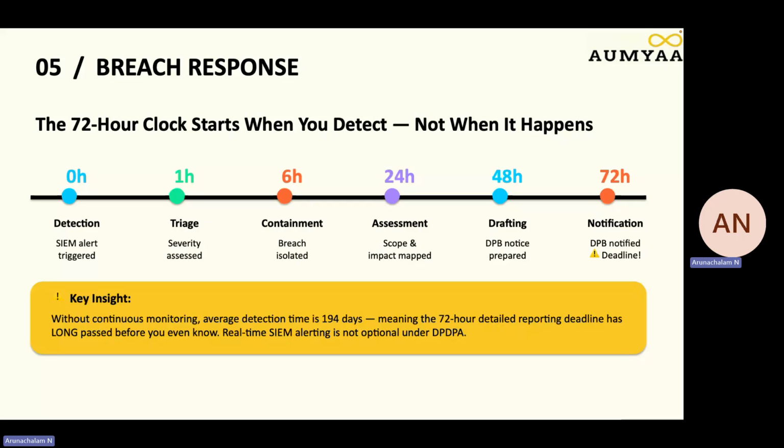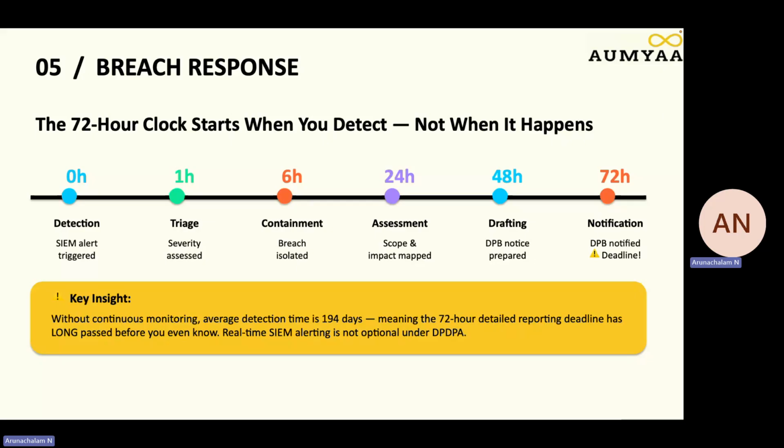48 hours, drafting. The notice to the board is prepared and reviewed, ready to go. 72 hours, notification, the board is formally notified. Deadline, no extensions built in. Look at how tight that runway is once you back out the steps. You effectively have about 24 hours of assessment and drafting time after containment before the notice needs to be finalized. That only works if detection and triage happen in hours, not days.